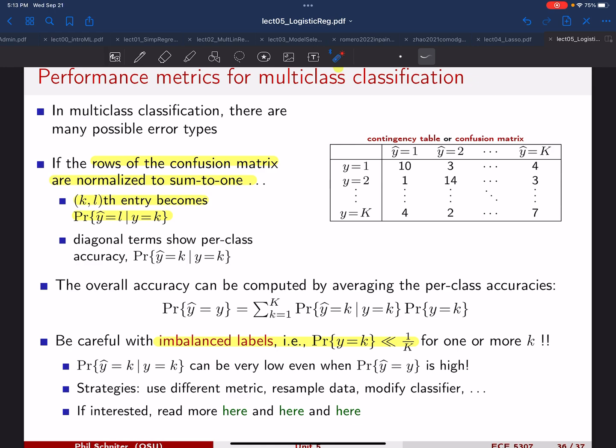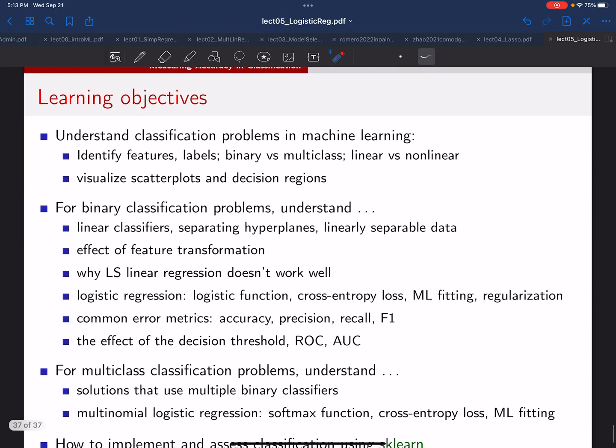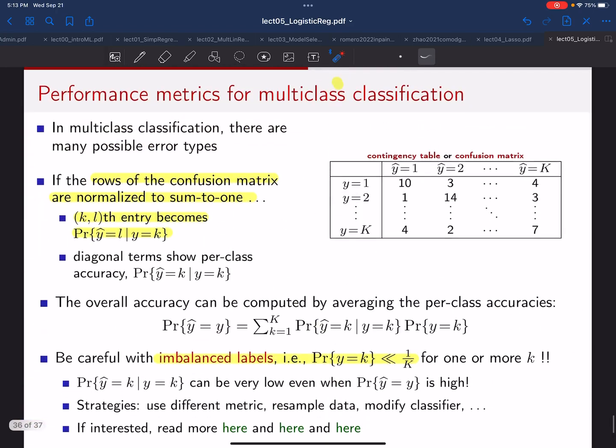You can sometimes change the classifier to work differently. There are various approaches you can use. I just put a few links here, different articles about this. This could be super important in your own applications if you work with imbalanced data, because if you don't handle this correctly, you can get completely meaningless results. So that's the last thing to say for today. Apologies, I went a bit longer than I should have. And that's the end of this unit.